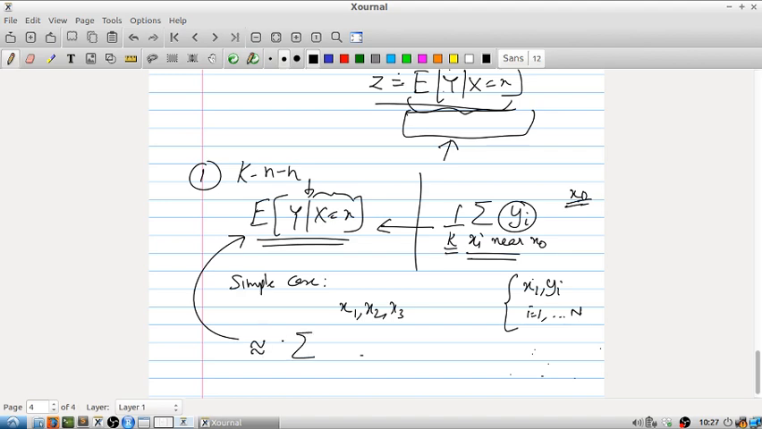So this is approximately equal to 1 by 3 of, ignore the k there, y1 plus y2 plus y3. Let's say x1, x2, x3 were the overlapping ones, then this expectation is approximately this. In a sense, if you get a lot of these overlapping points, you are essentially getting the value of this expectation of y given x is equal to x0. That is the first approximation.